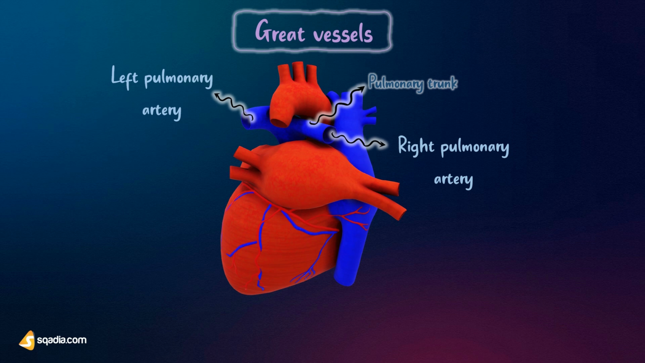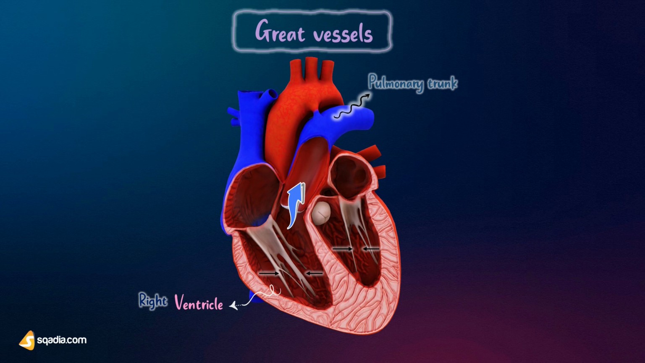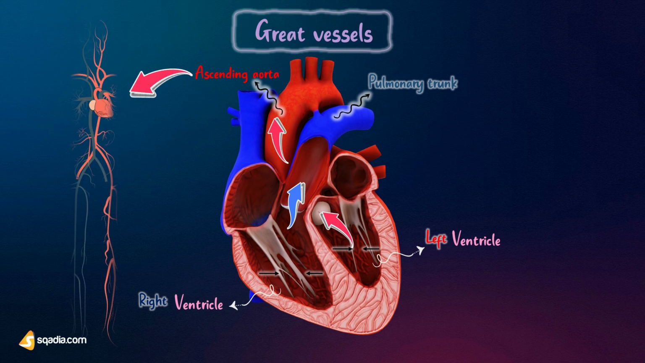Whereas the left ventricle, upon contraction, pushes the blood inside towards the ascending aorta. That is the great artery of the heart. This aorta then divides into several branches and supplies oxygenated blood to the rest of the body. So these were all the great vessels of the heart. Let's summarize it all on one slide, with some memorization tricks.